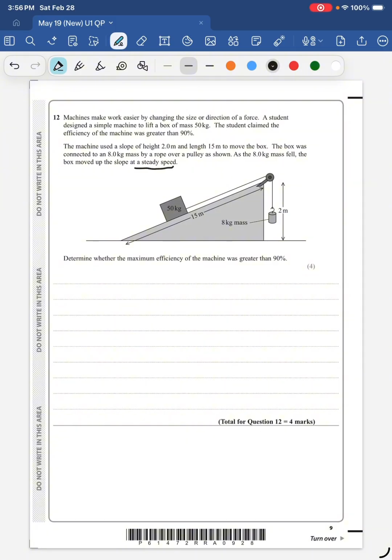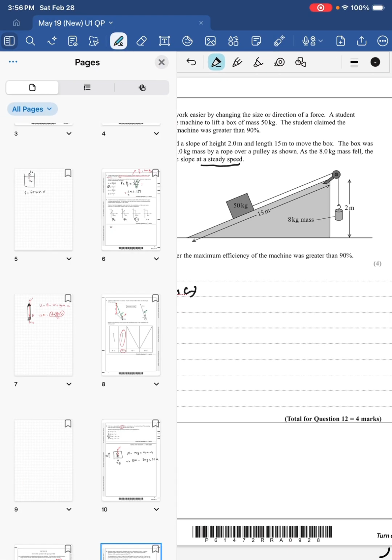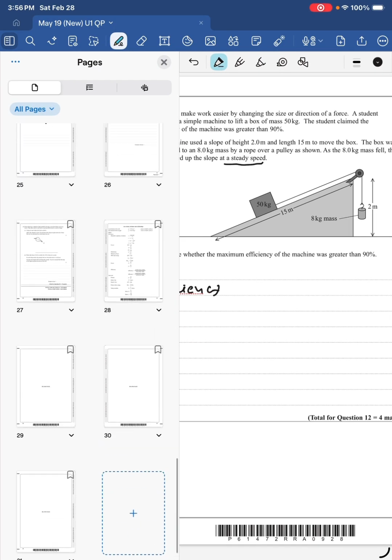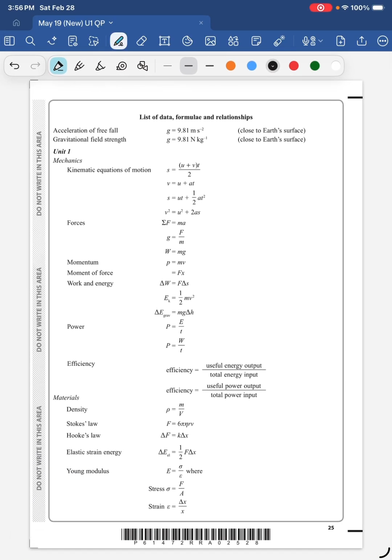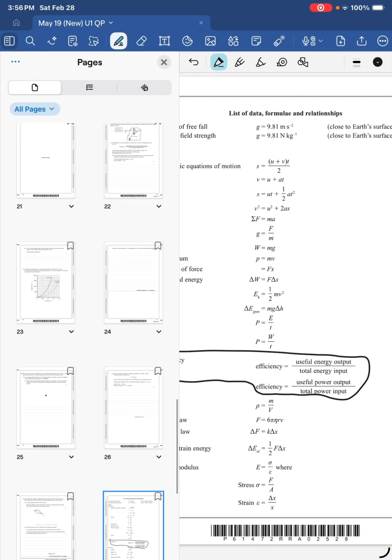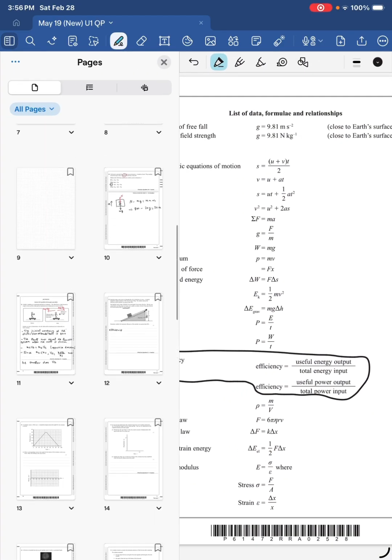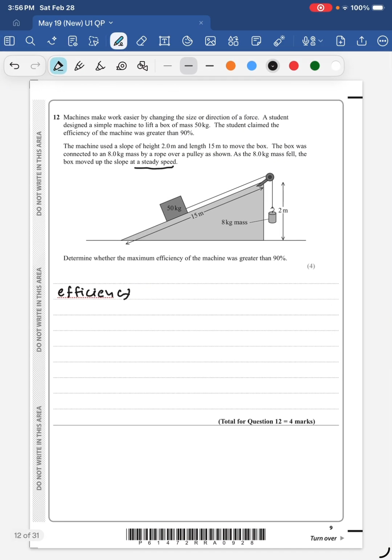Okay, so first of all, let's start with the definition of efficiency. I think you can check the back of the paper and they provide this definition, I believe. Yes, it's over here. So we can read it off. Efficiency is useful energy output over total energy input. So let's go back and see how this will work out for this problem.